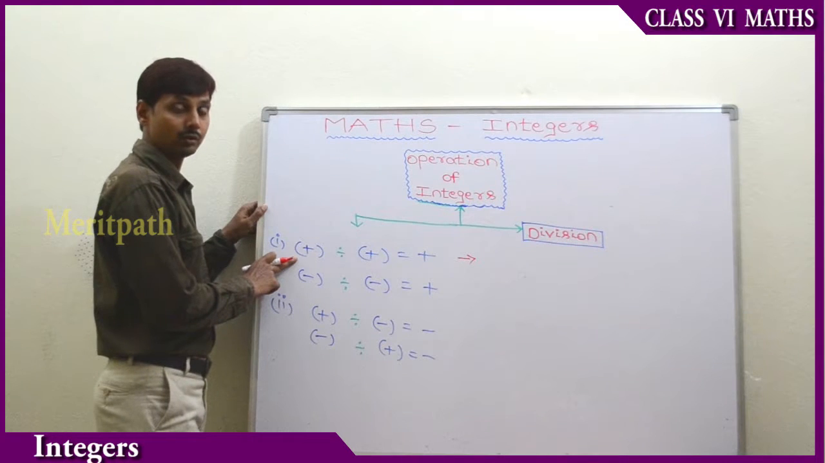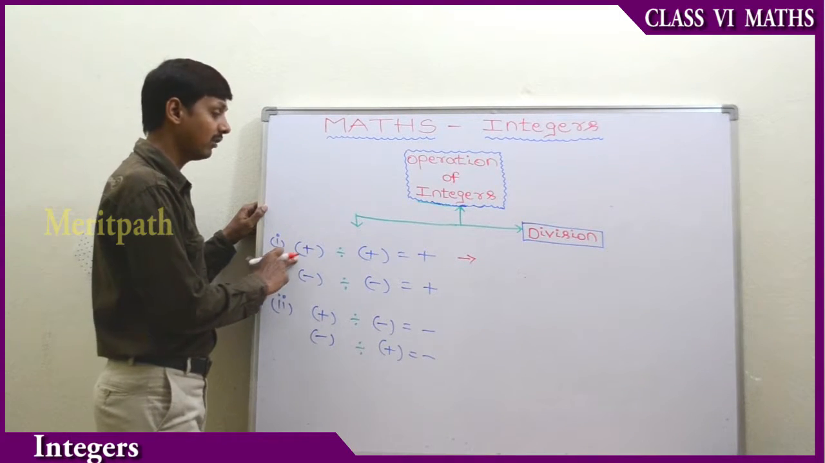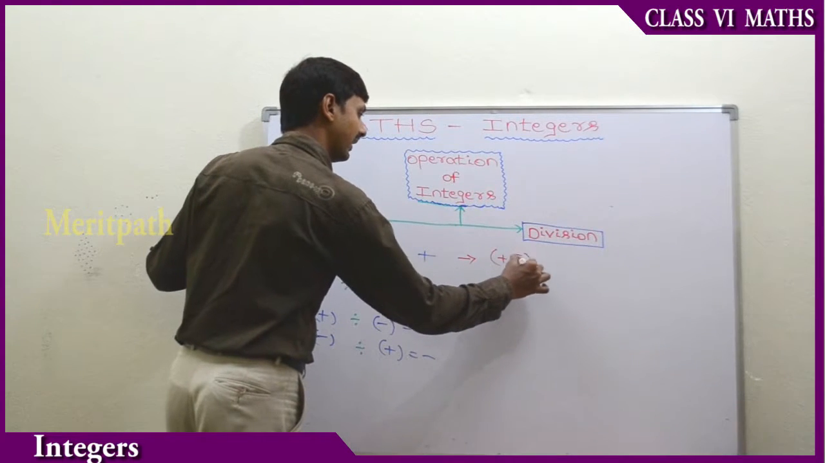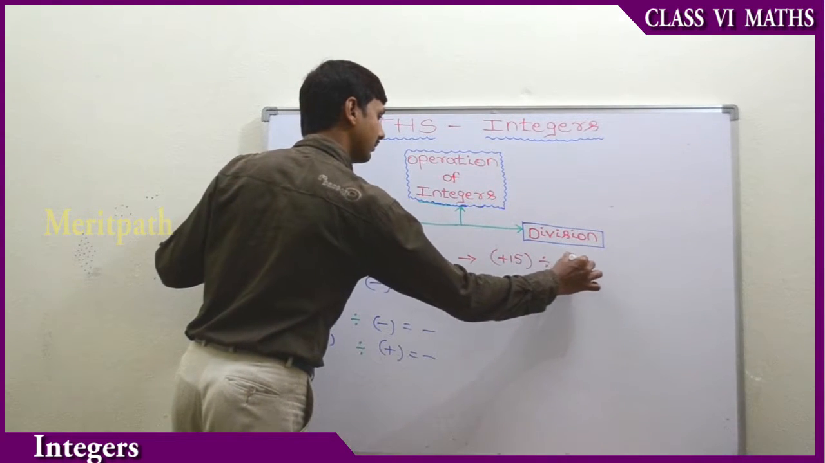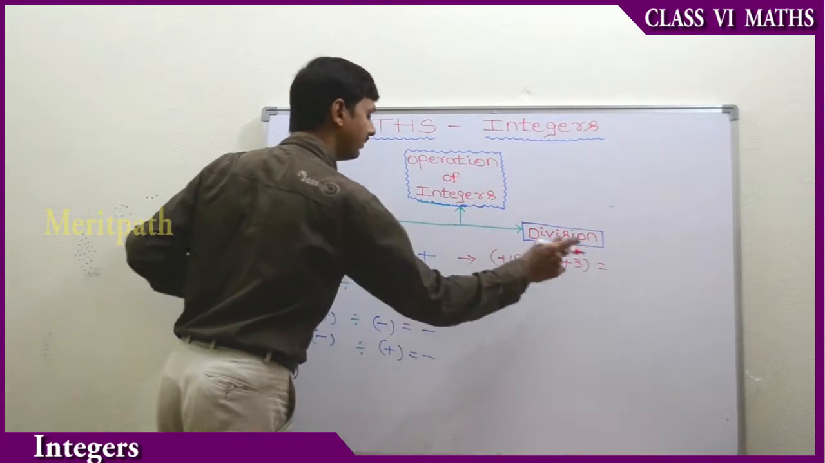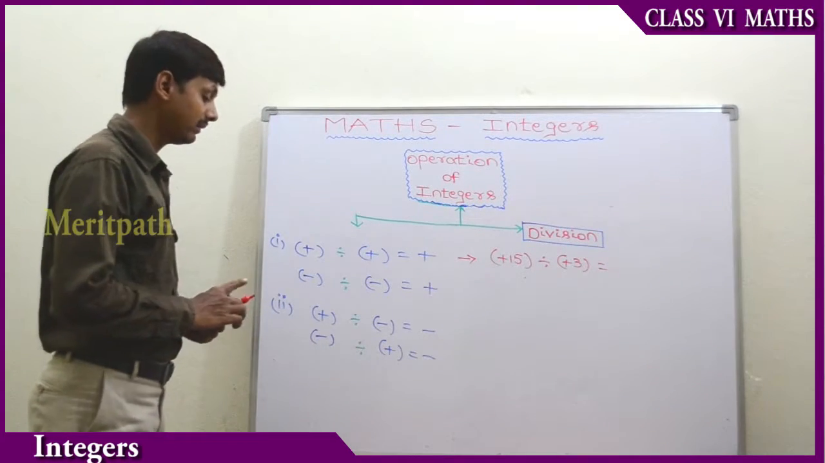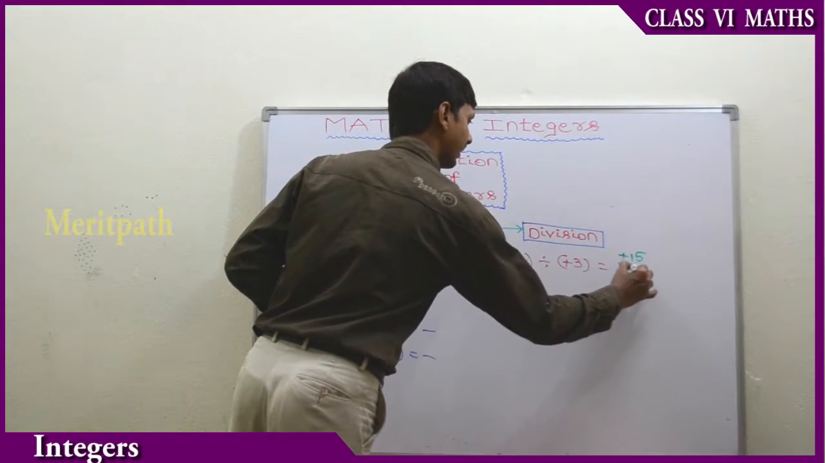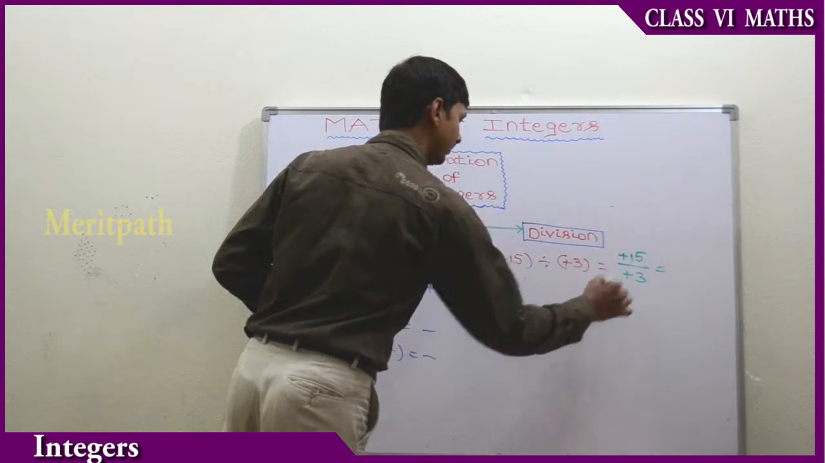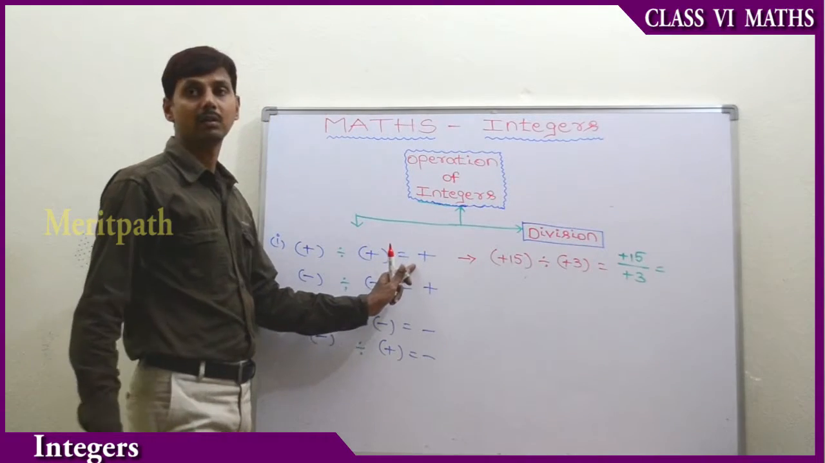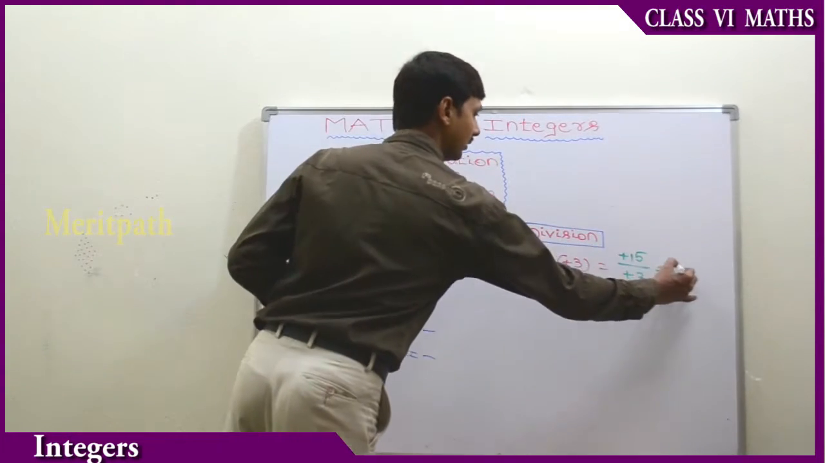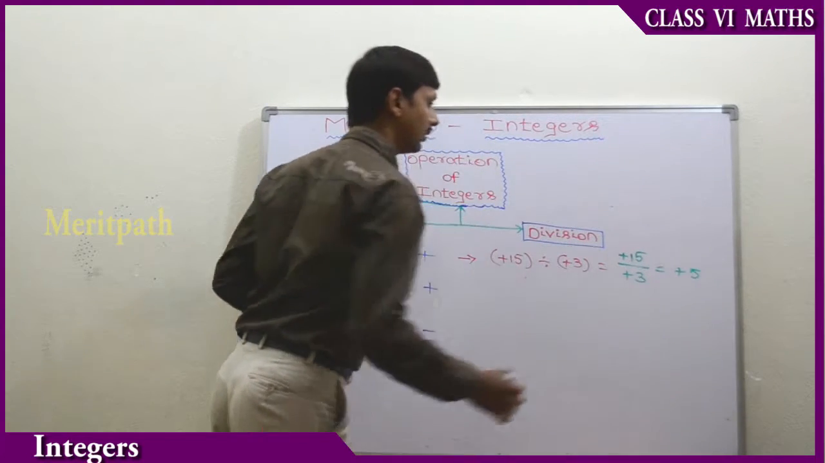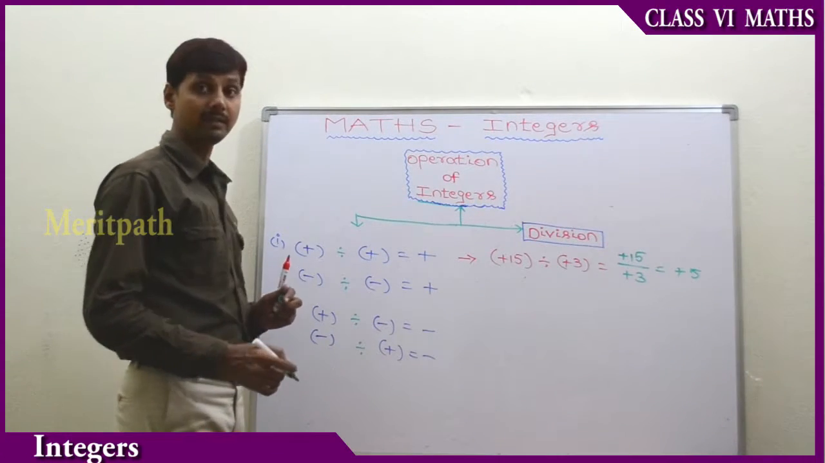If we have two numbers having the same sign of plus, that is plus 15 divided by plus 3. So plus divided by plus, we know, is plus. So we write the plus symbol, and 15 divided by 3 is 5. So the result of 15 divided by 3 is 5.